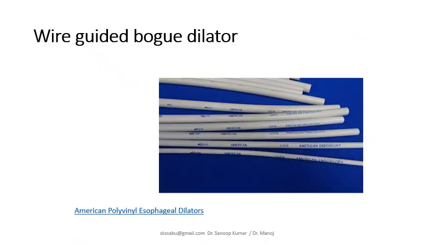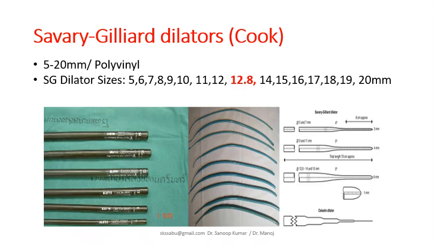So wire guided bougie dilators are two. What we all know is the SG dilator, but we all forget one name, that is the American polyvinyl esophageal dilator. Only the material changes, it looks white, and we do not commonly use it in our countries. What we commonly use is the Savary Gilliard dilator. It is from Cook Medical, and it is also made of polyvinyl.